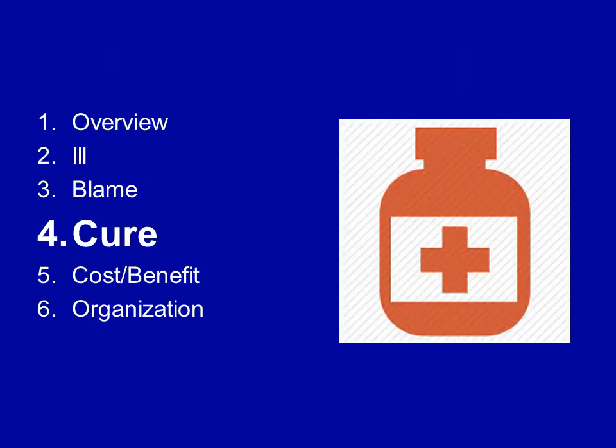So again, as we look at its place in the stock issues, the stock issue of cure goes back to this idea of relieving the ill by resolving the blame. Question is whether or not the cure is worse than the disease, and that's the issue that we'll look at as we look at cost benefit, and again, presentation number 6, how we use the stock issues to organize our speeches.